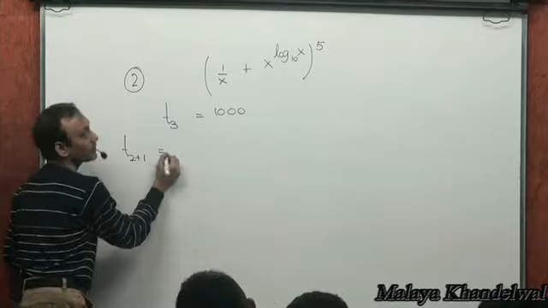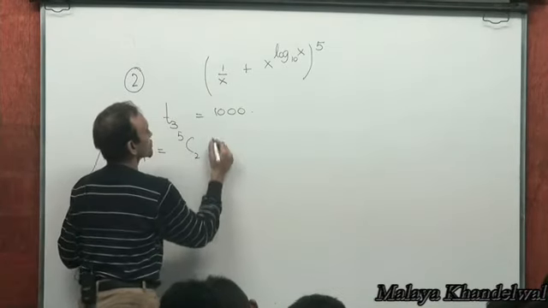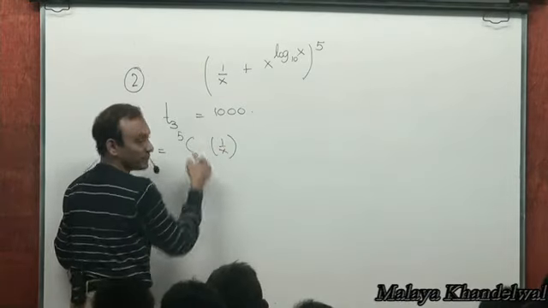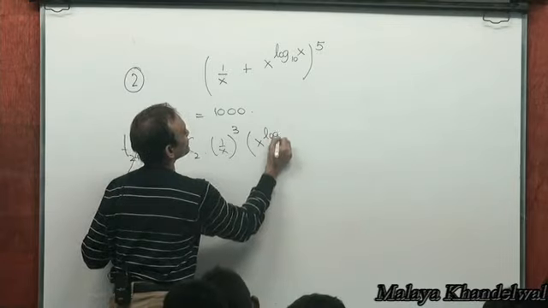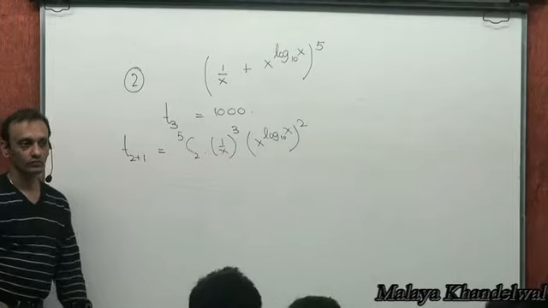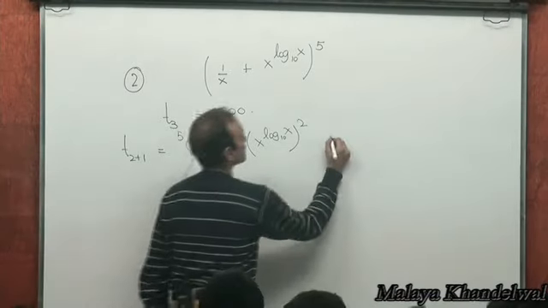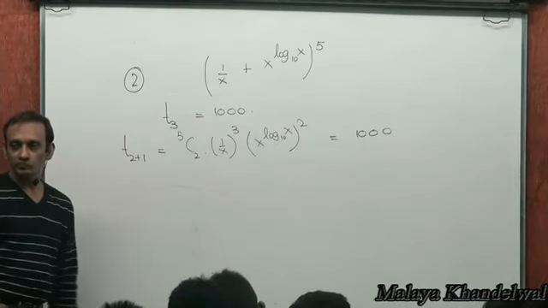T_{r+1}, which is 5C2, a, which is 1 by x to power n minus r, 3, into x to power log x to the base 10 whole squared. Yes or no? And that is given to be 1000. Right?